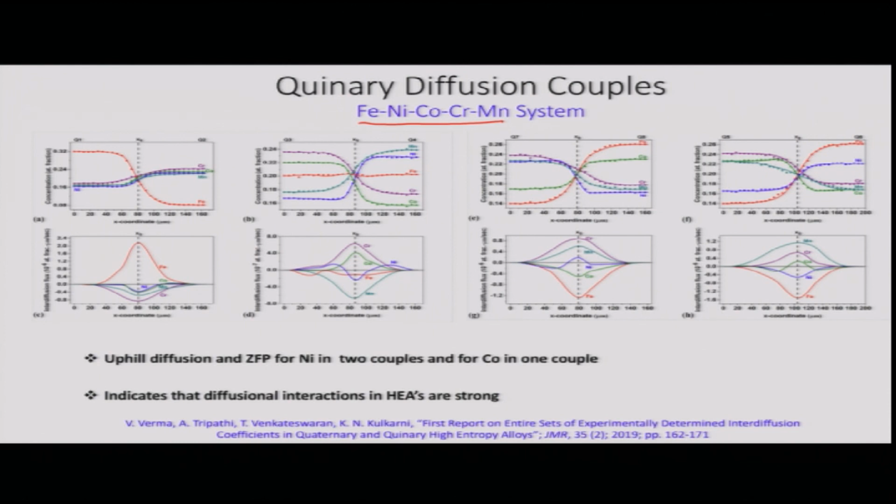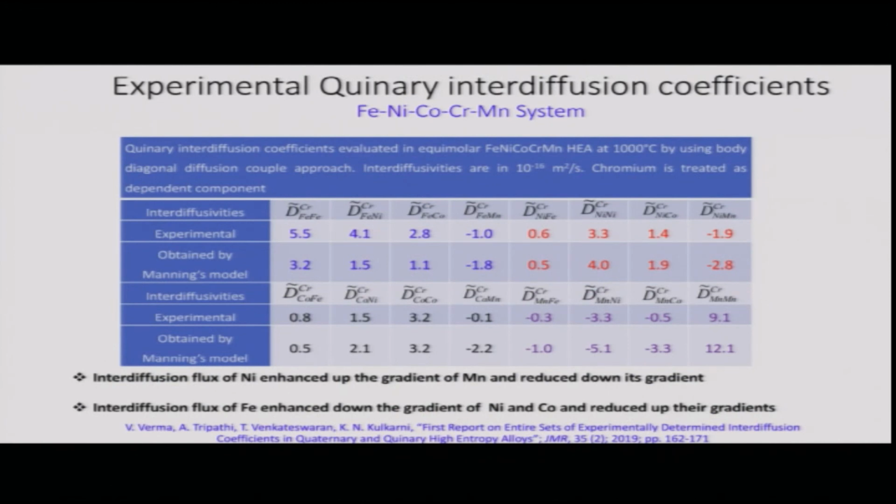We can see interesting features in 3 of the couples. So, the second couple, you can see there are 2 zero flux planes developed for nickel. The third couple also there are 2 zero flux planes for nickel, and the fourth couple exhibits 2 zero flux planes for cobalt. Correspondingly, you can see there are maxima and minima on the nickel and cobalt profiles in the respective couples. So, the strong diffusional interactions are again expected based on this maxima, minima and the zero flux plane features. So, we evaluated the 16 interdiffusion coefficients and they are listed here.